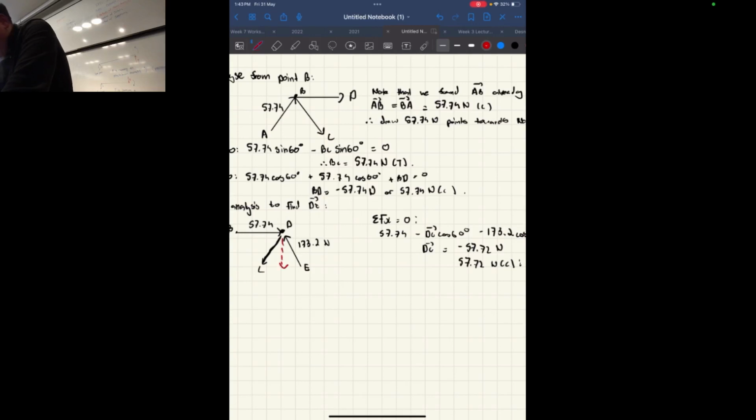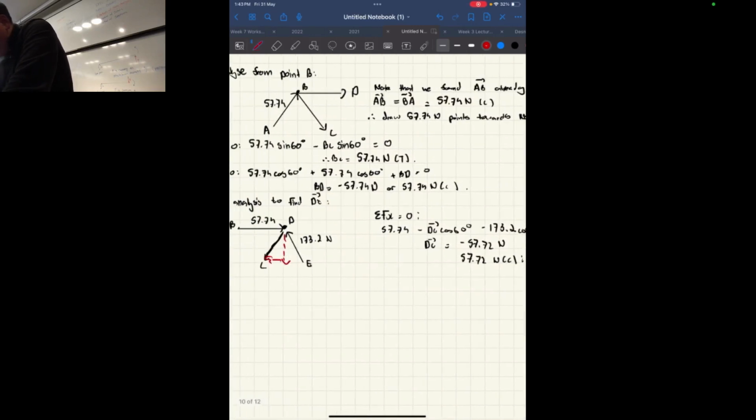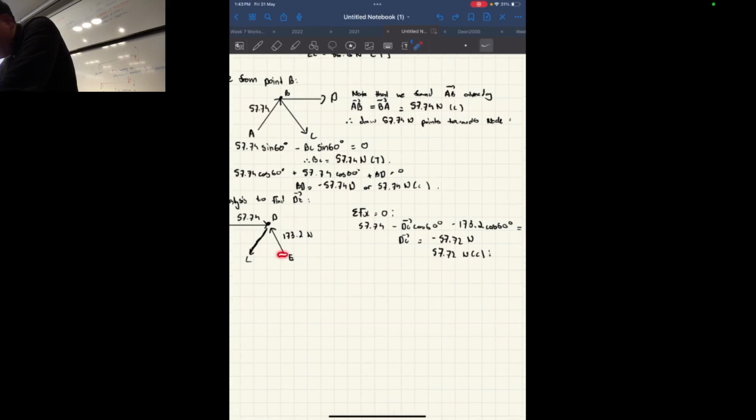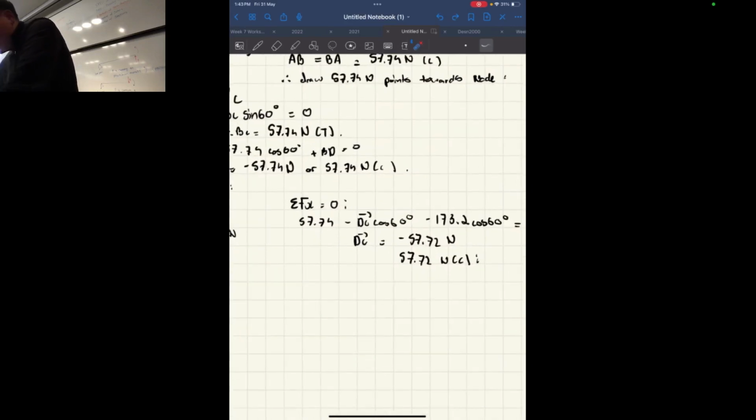Minus DC cos 60 there, and then minus, I'll explain this here. Okay, so sum of Fx, you have negative 57.74 going there, and DC cos 60 minus DC cos 60, and then minus 173.2 cos 60. So we get DC equals negative 57.72 newtons, so 57.72 newtons in compression.